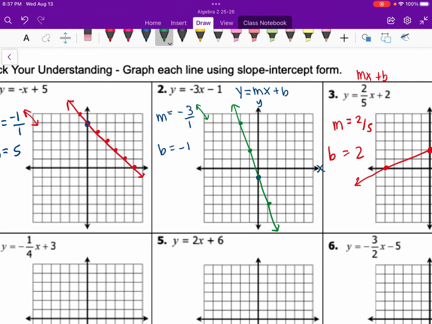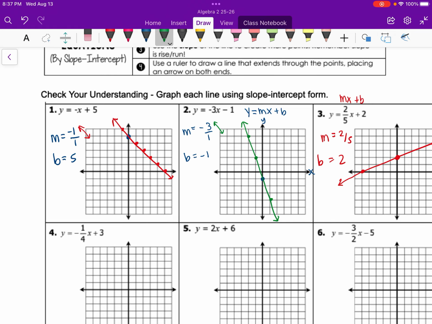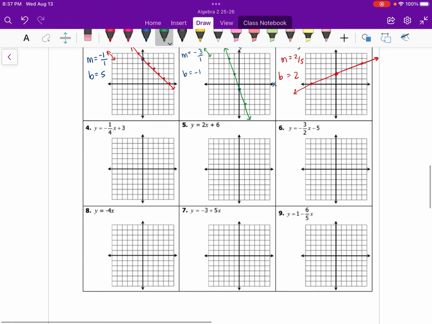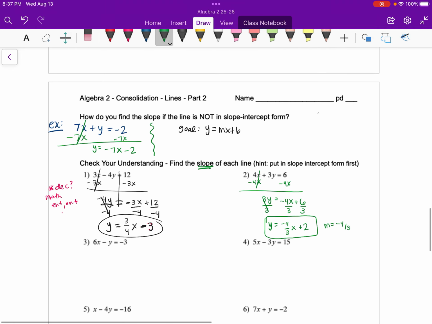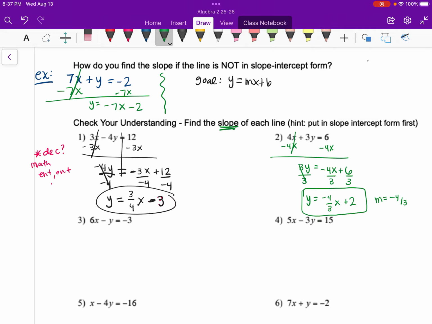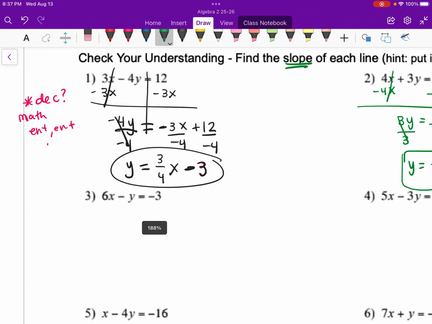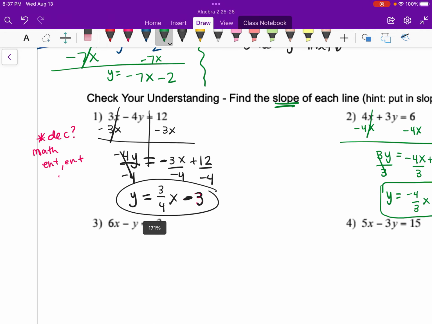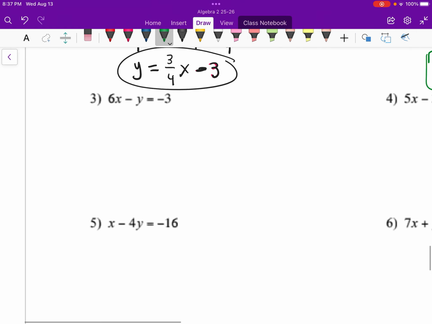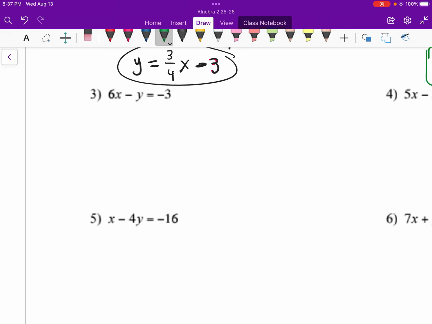Okay, so if you will finish 4 through 9, and then I'm going to do one more on the back with you. So remember, our goal here is to get these in y equals mx plus b form. Eventually, you'll be using your calculator to help you graph 1 or 2 lines at the same time. So let's look at number 3. You can see that the x and the y are both on the left side. So we want to get y equals.